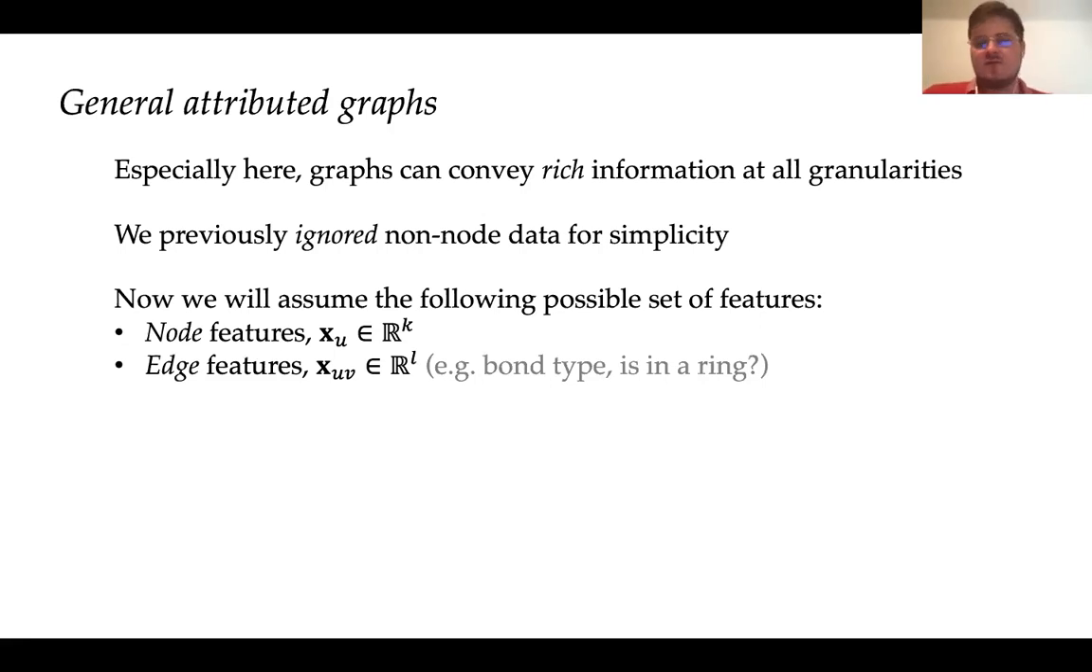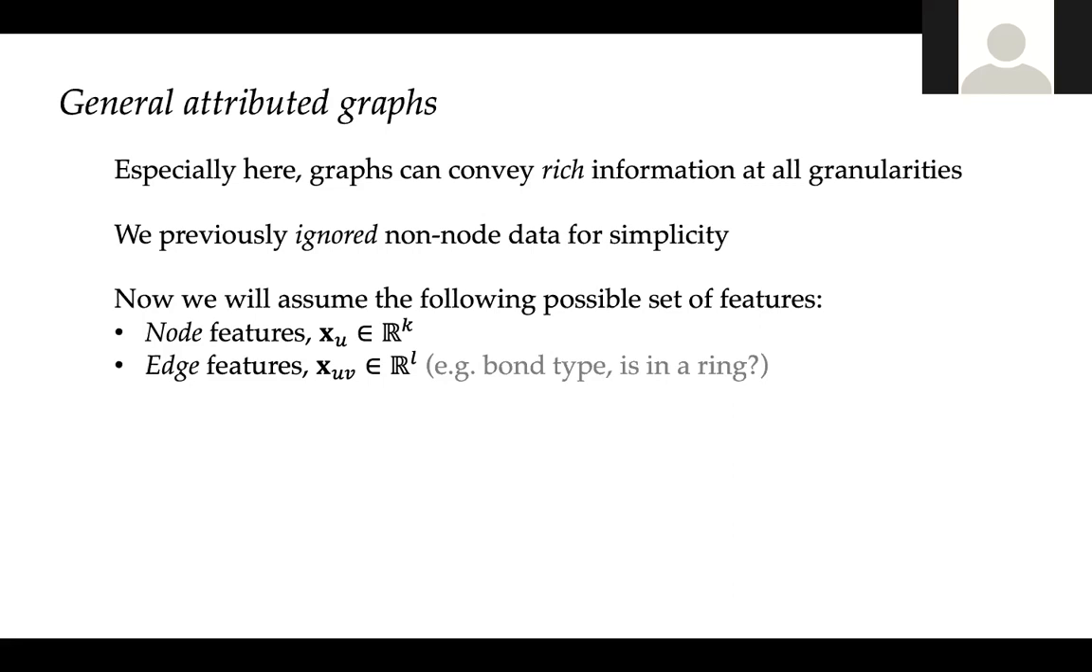Then we can move on from node features and also incorporate information at the various edges. And I will denote edge features by x subscript uv for the edge connecting node u to node v. And in the case of chemicals, you can think of edges being bonds. And then you could say, is this a single, double, triple bond? Is this bond located in a ring? And so on and so forth.